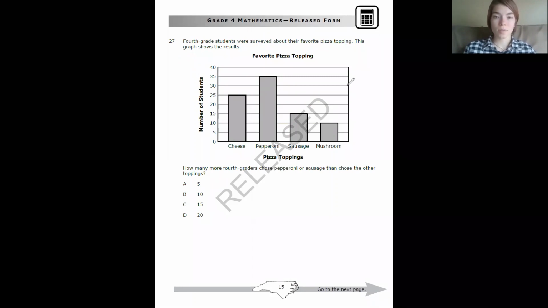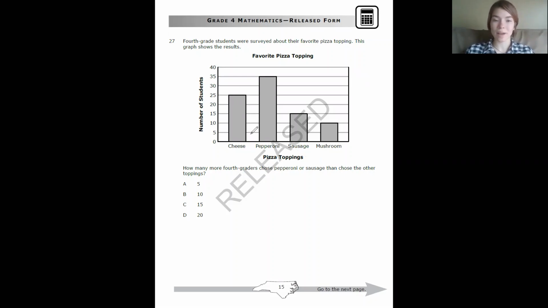Fourth grade students were surveyed about their favorite pizza topping. This graph shows the results. So on this axis, we have number of students. This axis, we have pizza toppings. And this is a histogram. A histogram basically just means a chart that looks like this, where we have certain number for each category. How many more fourth graders chose pepperoni or sausage than chose the other toppings?